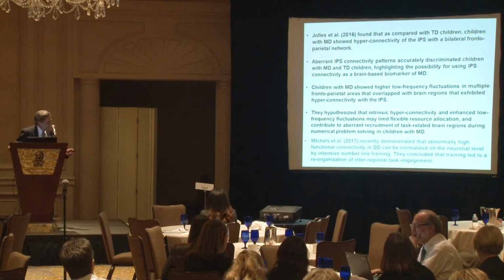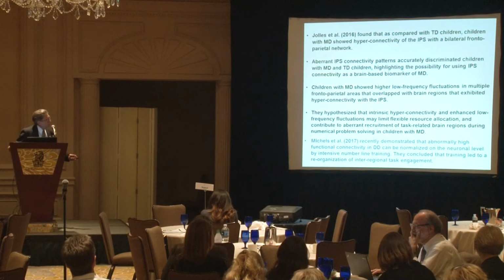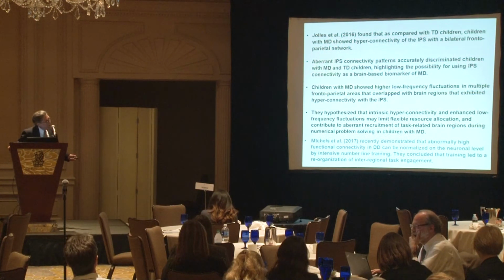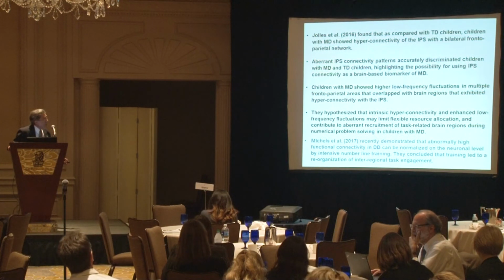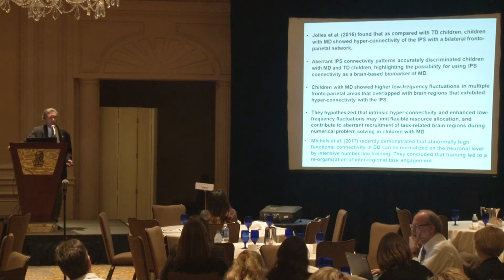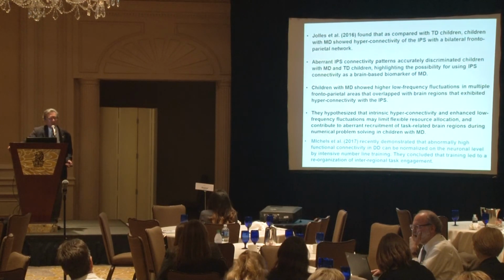And most recently, it's been shown that if you use an intensive number line training, abnormally high functional connectivity in people with developmental dyscalculia can be normalized on the neuronal level. They concluded that this kind of training can lead to a reorganization of interregional task engagement. So more than you needed to know, and I'm not sure there's time for questions, but maybe one if you want to have a break.